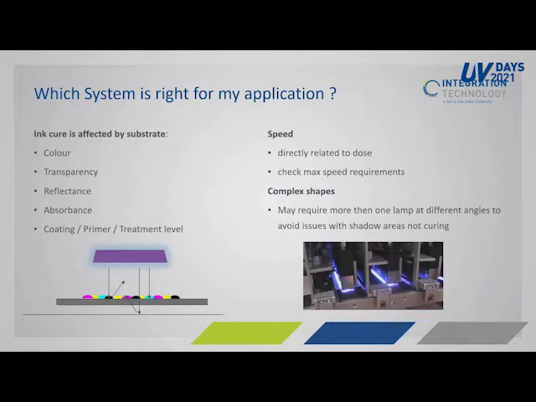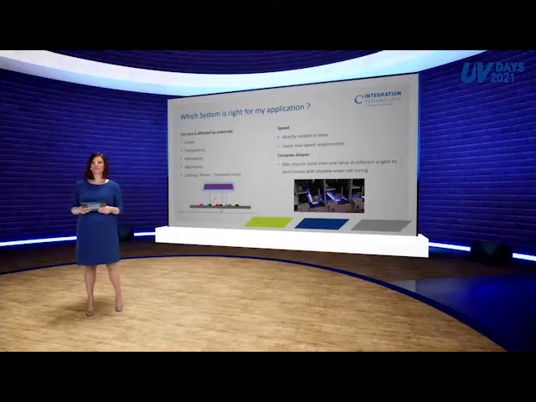It's not just dose and intensity that you also have to consider. You also have to consider the substrate you're printing on. The color, for example, or the transparency has an effect on how ink or coating is cured on the surface. As we discussed, also speed is directly related to dose. So you have to be sure that you have the maximum running requirements and that your lamp will also be able to manage with these speeds.